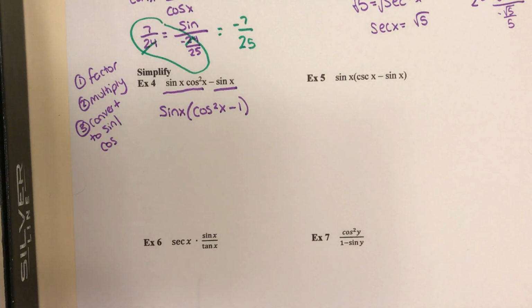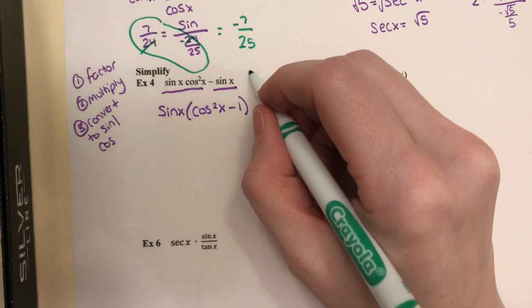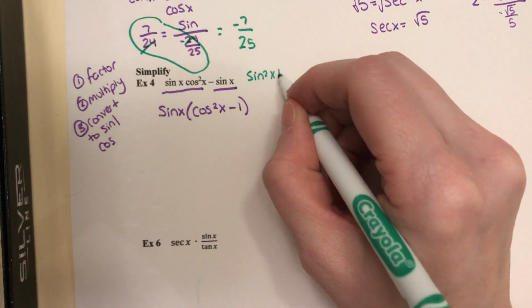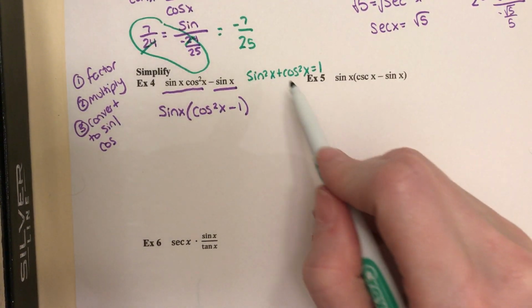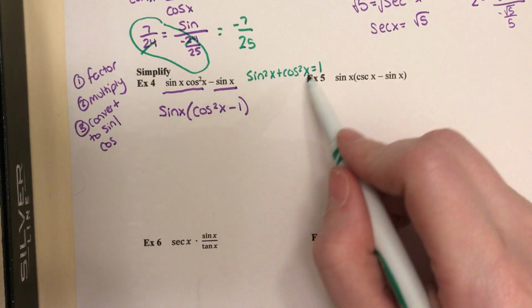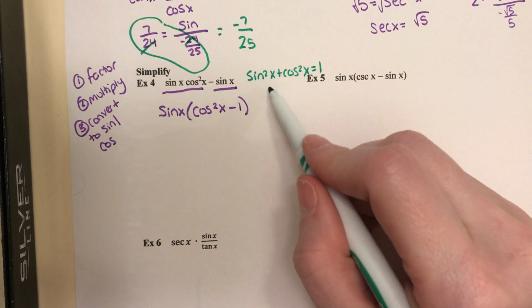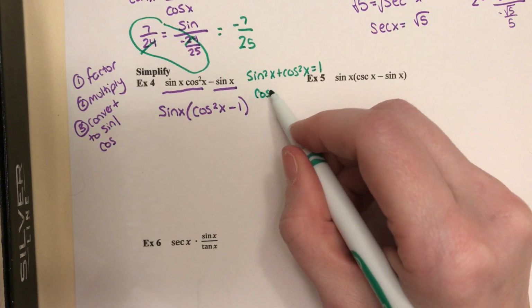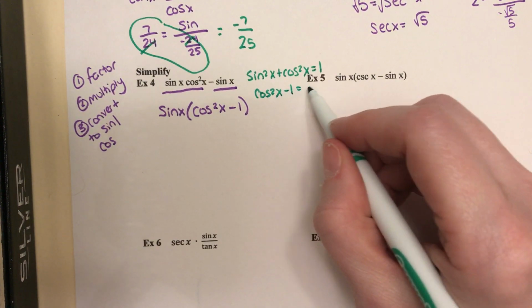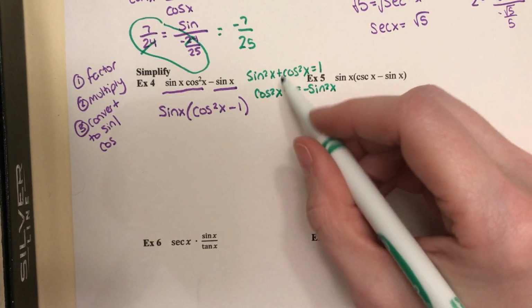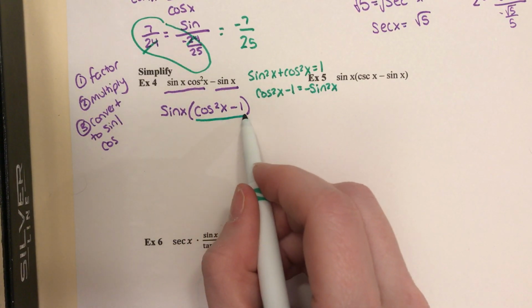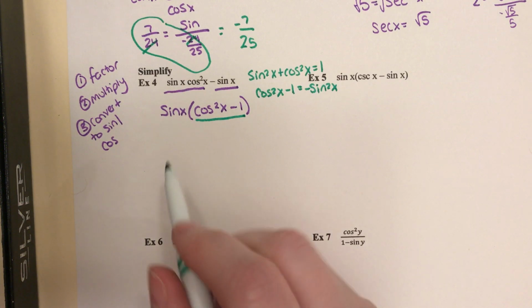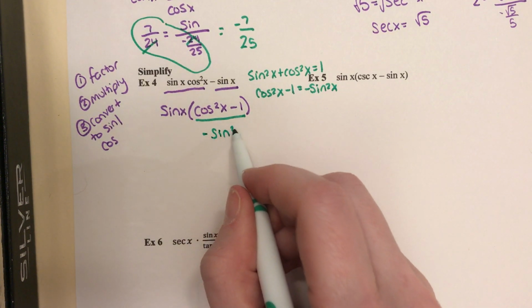Now, if you go to your formula sheet and you look at the Pythagorean identities, you'll see that there's a sine squared plus cosine squared equals 1 there. If I manipulate this, and if I move things around, I can subtract this 1 over and subtract the sine over, and I can write this as cosine squared minus 1 equals negative sine squared. So I just moved things around in that formula, which means that I can substitute for the cosine squared minus 1 a negative sine squared.